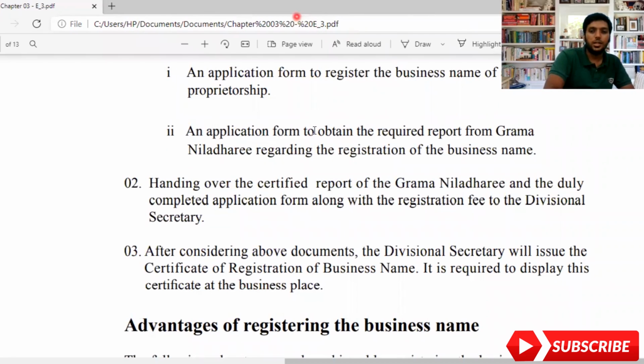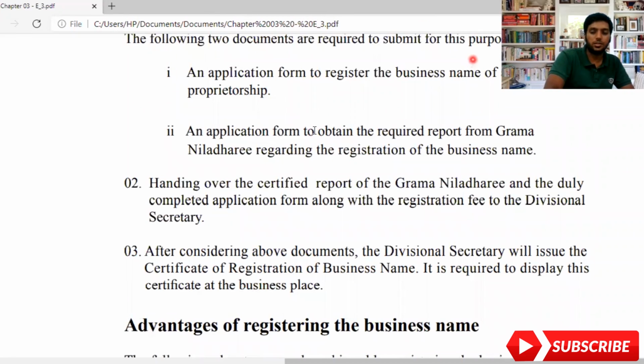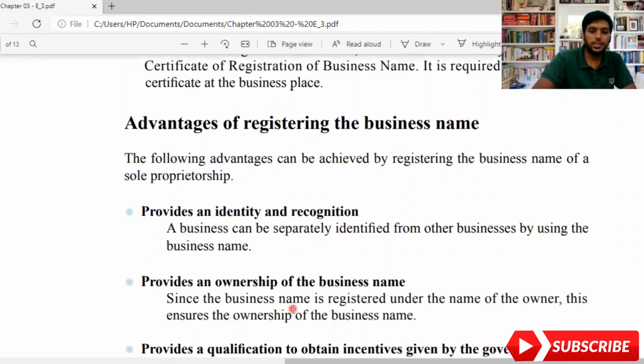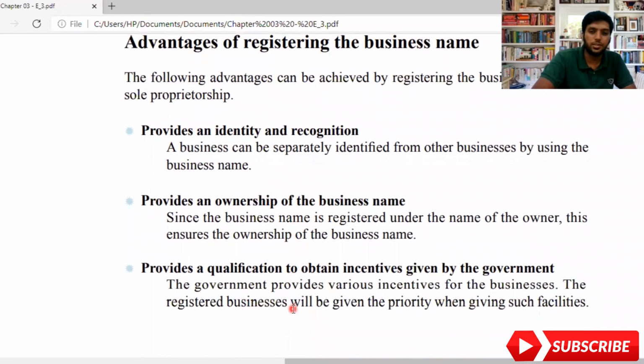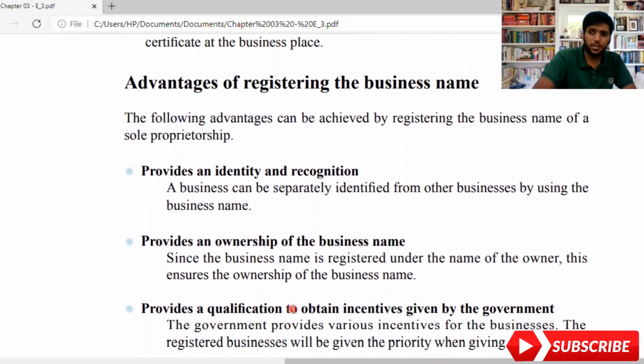Let's move on to the advantage of having a business registration. Let's see the advantage of registering the business name. What is the good thing of registering the business name? Number one, provides an identity and recognition. So when you register the business name, they know that you are a person who has registered and is running the business according to the government's protocols. So people will believe your business registration. They will purchase from you.